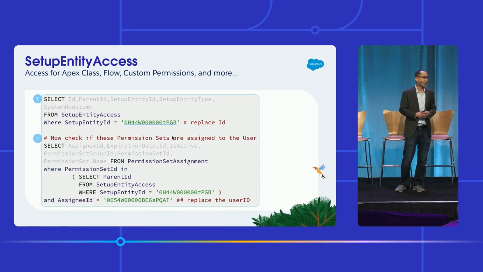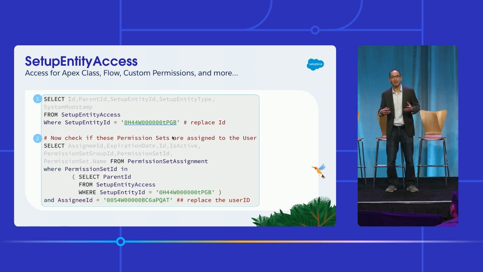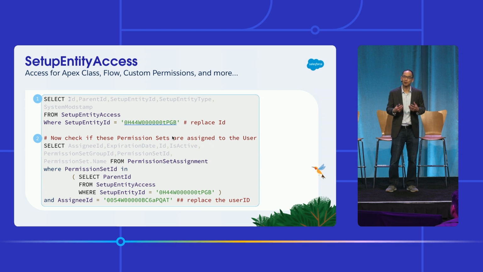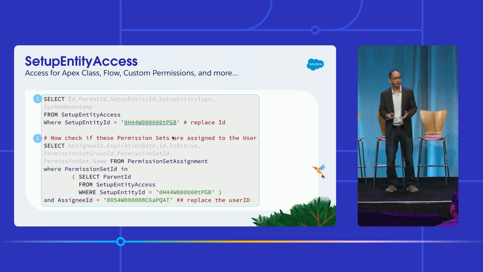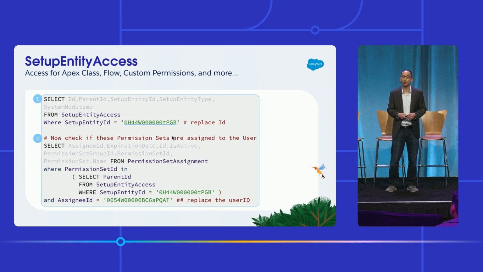Now, setup entity access, there's roughly about a dozen setup entities. Think about Apex, Flow, connected apps. There's a whole bunch of them, right? There's a dozen. And so these queries, again, they look very similar to the field permissions I showed you earlier.